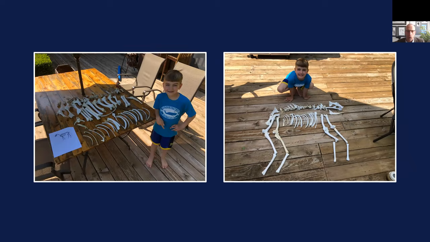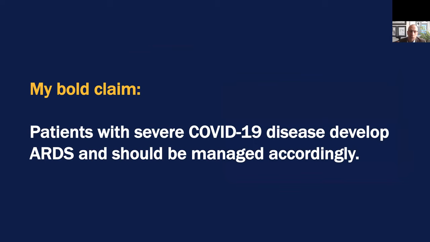So today, I'm going to make a bold claim that may not strike you as bold: patients with severe COVID-19 disease develop ARDS, acute respiratory distress syndrome, and should be managed accordingly. This may strike some of you as the most obvious and uninteresting conclusion possible, but it may strike others of you as quite provocative and controversial. I suspect had I said it in February, when we were first learning about COVID, you all would have fallen in the duh camp of this is not an interesting conclusion. But I think it's something that actually needs to be emphatically argued and maintained now. And I'm going to spend about 45 minutes telling you why.